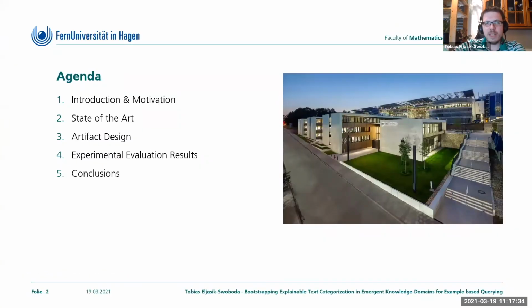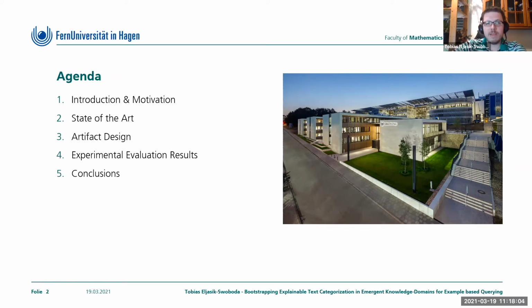So we start with an agenda of what we will cover today and start with an introduction and motivation of why to prefer bootstrapping of explainable text categorization in emergent knowledge domains, in this case, for example-based querying. Follow this up with desk research results in the state of the art in this field, and come to an artifact design to overcome identified problem fields. This artifact has been experimentally evaluated, and I will share the results with you. And well, then we come to conclusions about this work.